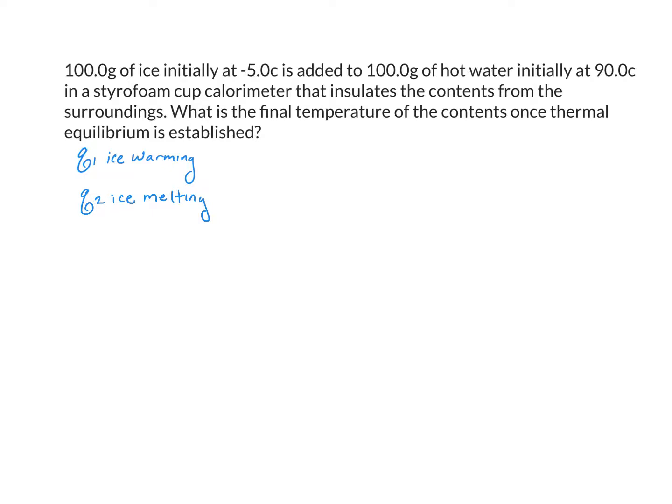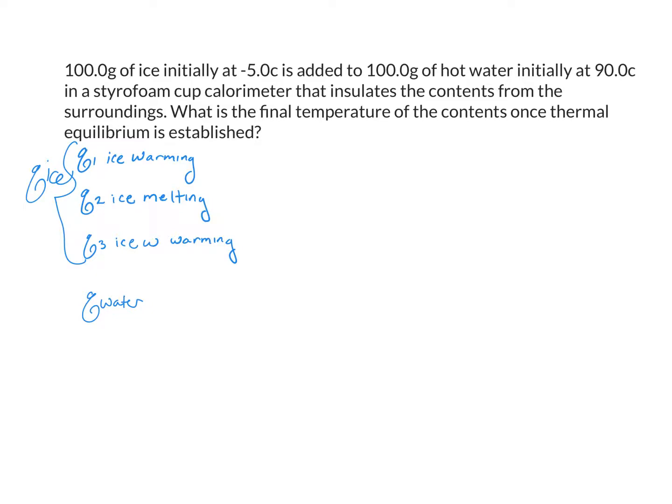After the ice goes through a phase change, all of the water that used to be ice is going to need to warm up from 0 degrees to whatever the final temperature is going to be. We're going to call this Q3, ice water warming. The sum of all three of these expressions is going to be the total energy, or the Q for the ice. So that's what we know about the ice. Now let's talk about the water. We know that we have 100 grams of water at 90 degrees, and when we put ice in it, the water is going to cool down to some temperature of equilibrium. We can call this Q of water.